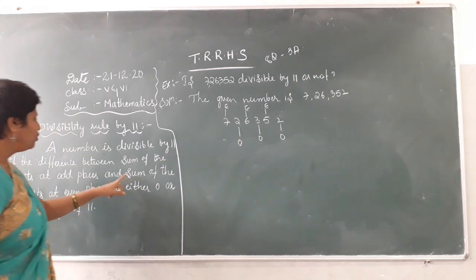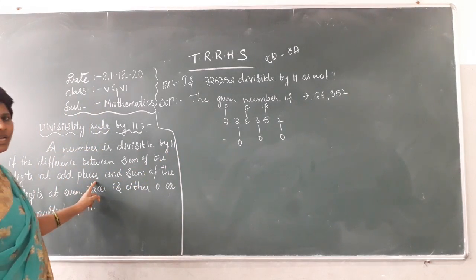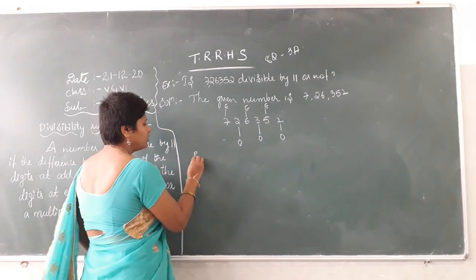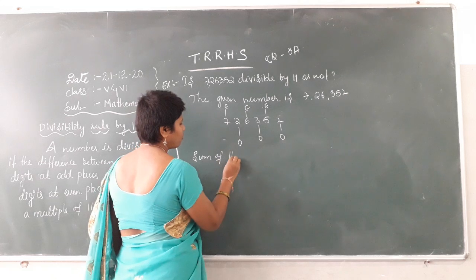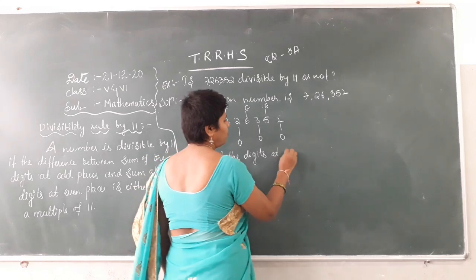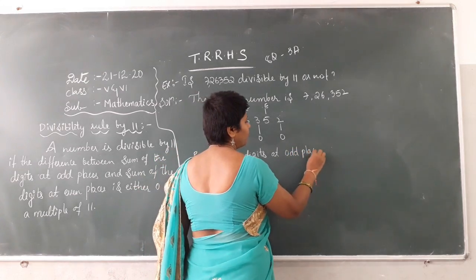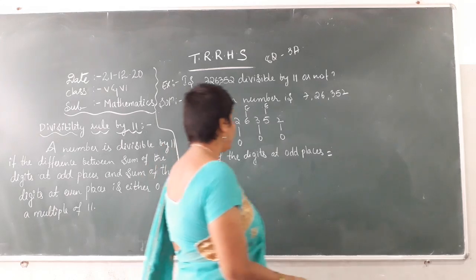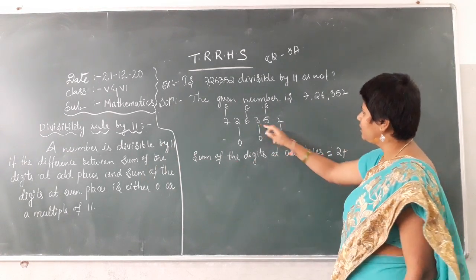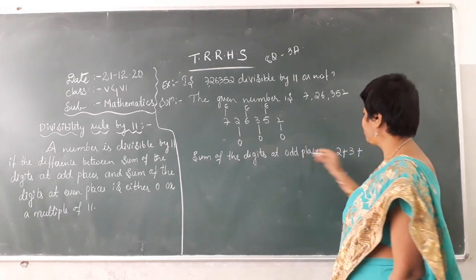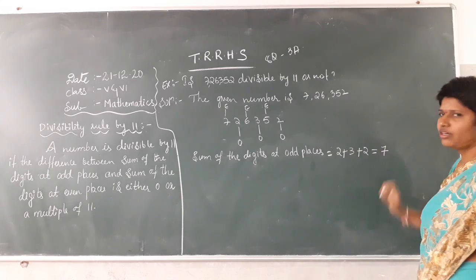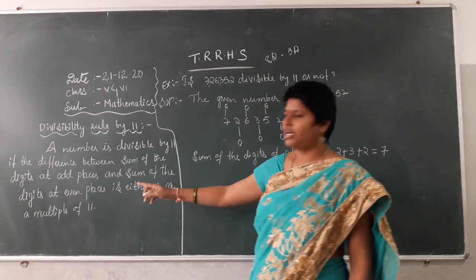Now what you have to find is the sum of the digits at odd places. So whatever digits are there in odd places, you have to add. Write: sum of the digits at odd places. What are the digits in odd places? 2 plus 3 plus 2. How much is the total? 2 plus 3 is 5, 5 plus 2 is 7.